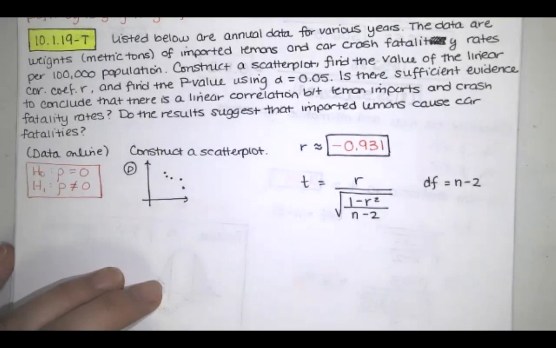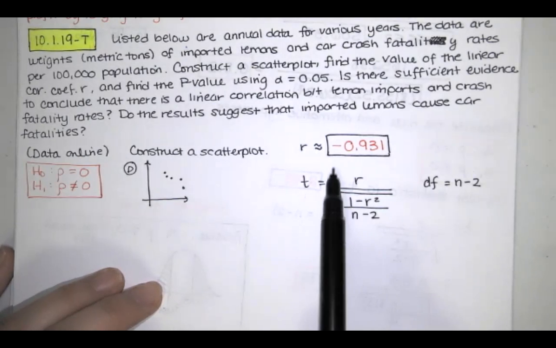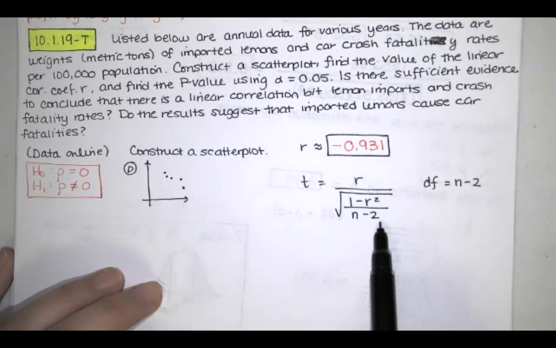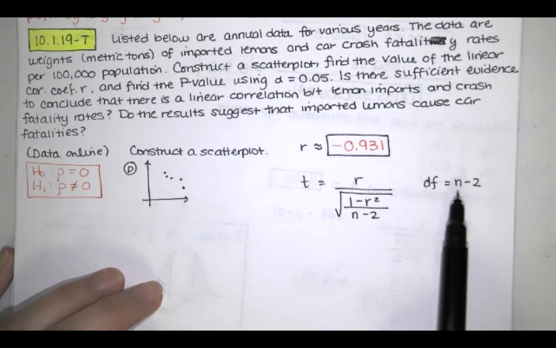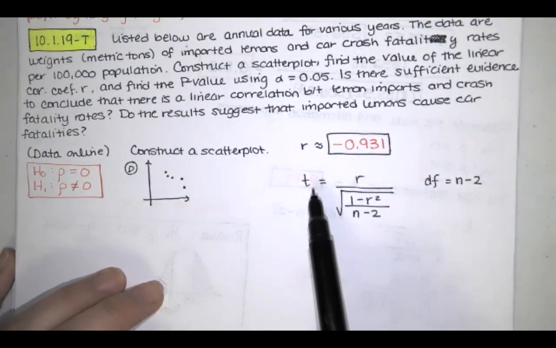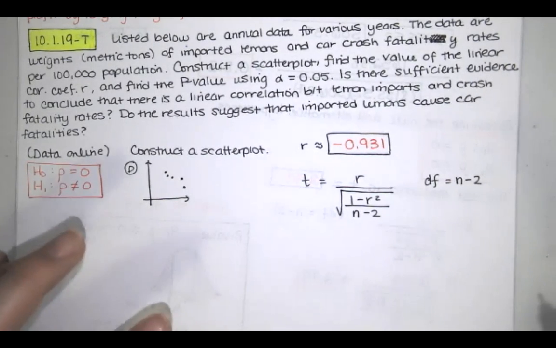Now remember, the test statistic T is a t-score that corresponds to this sample statistic R. And to find that test statistic T, we just use this formula. N is the number of ordered pairs we have. We have n minus 2 degrees of freedom. And then we use the value of R that we computed earlier here and here. And that's going to give us a T value from a student T distribution with this number of degrees of freedom.